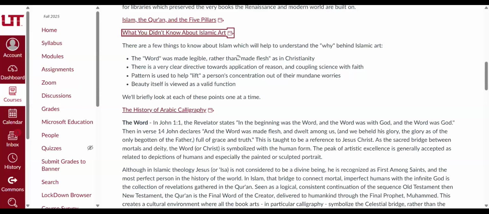So for Christians, the body becomes a symbol on some level of Christ. And for Muslims, the written word becomes a symbol for that same kind of thing, where Christ is the bridge between humans and God. And in Islam, the word is the bridge, or the Quran is that bridge between humans and God. And so what's fascinating here, we have a lot of body imagery. We have a lot of imagery that focuses on the present world that we live in.